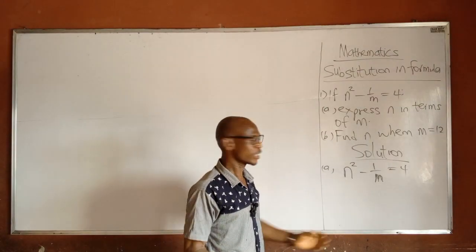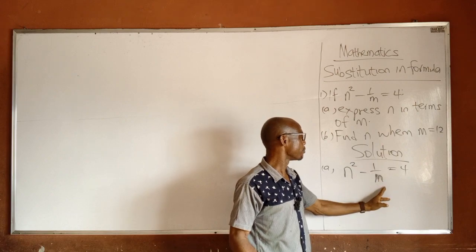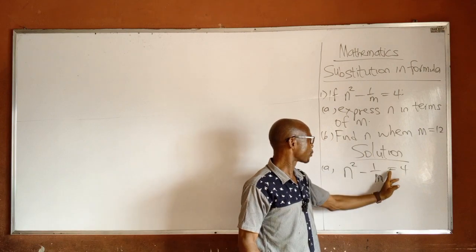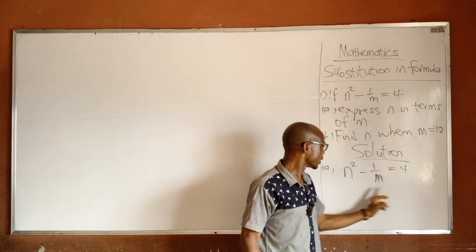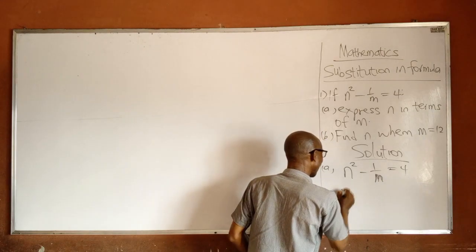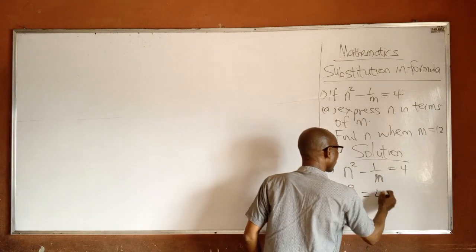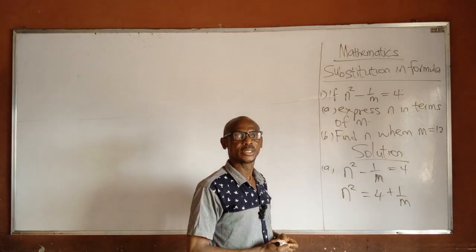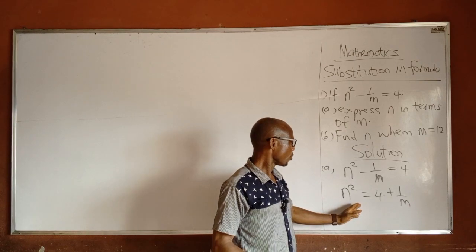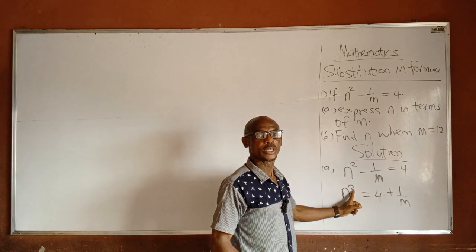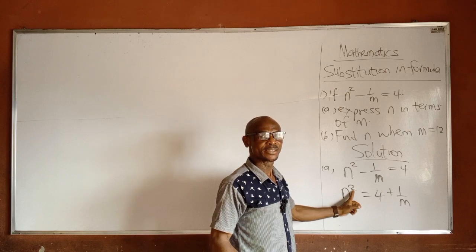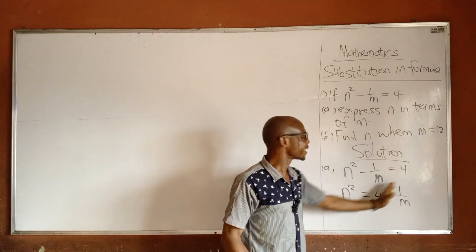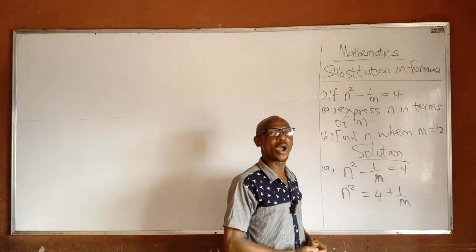What do we do? First, we are going to move our minus 1 over m to the other side of the equation, and when minus 1 over m crosses the equality sign, it changes to plus. So we now have n raised to power 2 is equal to 4 plus 1 all over m. Now what do we do next? We are going to remove the power in n. And how do we do that? To remove the power in n here, we make the other side of the equation a square root.